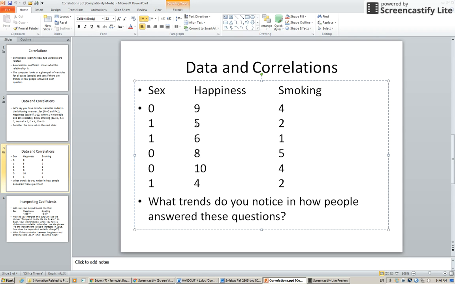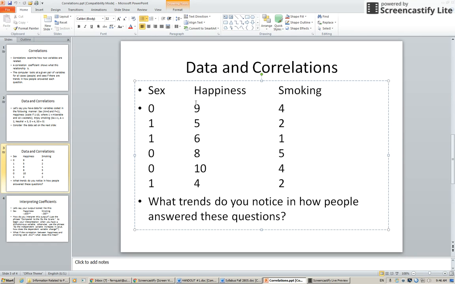If you look at the lower numbers in the happiness scale, a 5, a 6, a 4, you notice that the smoking numbers are lower. So in other words, the higher values in happiness are associated with higher values in smoking, because again, smoking is coded 1 to 5, whereas lower values in the happiness variable are related to lower numbers in the smoking variable. So this would be a positive correlation. Higher numbers here are related to higher numbers here, and lower numbers here are related to lower numbers there.